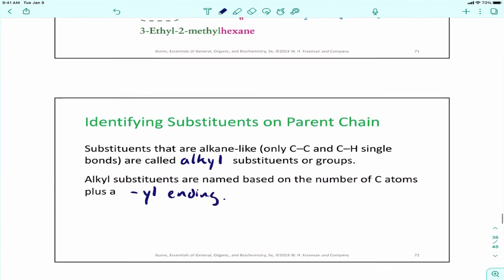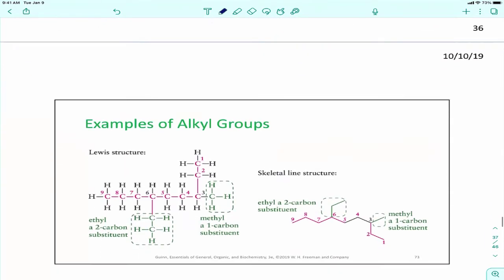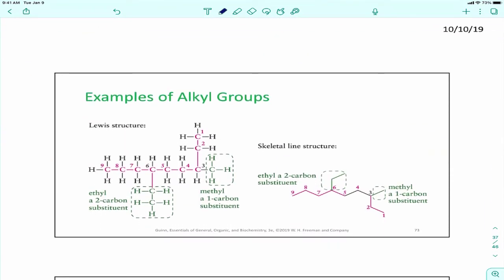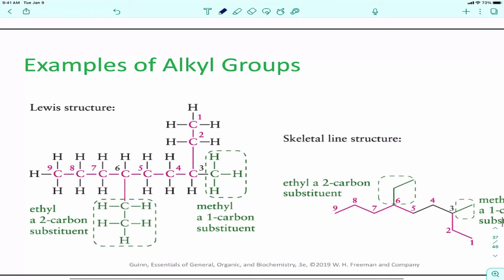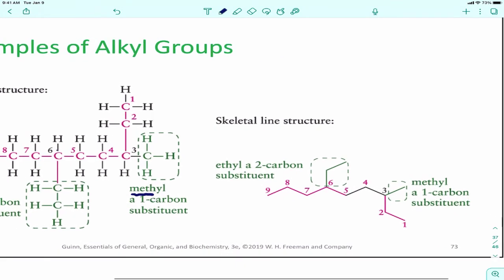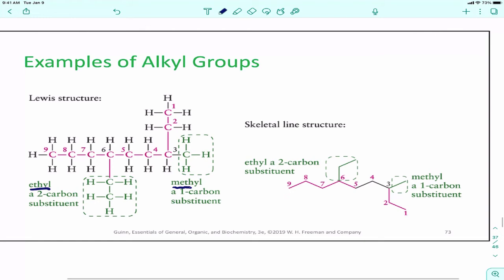Okay, so an example of something like this is here, a Lewis structure. The longest carbon chain has 9 carbons, and on carbon 3 we have a CH3 group coming off of that. Because you have 1 carbon, we call that methyl. For carbon 6, you have 2 carbons coming off of that group. 2 carbons would be ethyl. And what we're looking at on the right-hand side is the skeletal line version of what we were seeing.